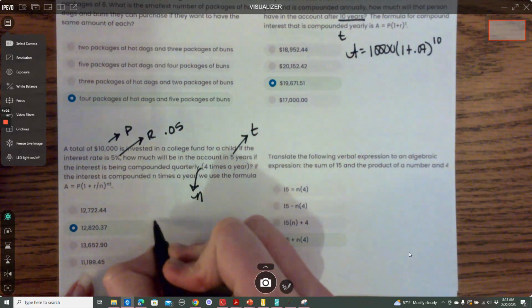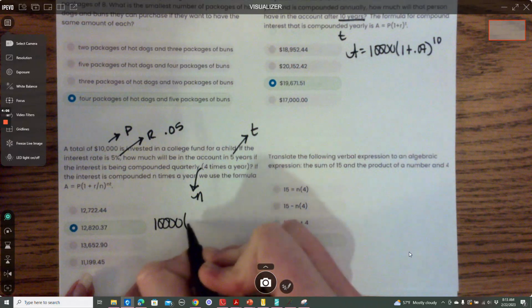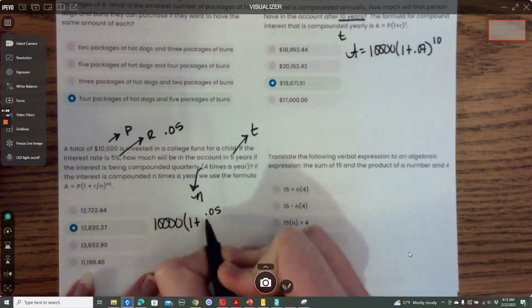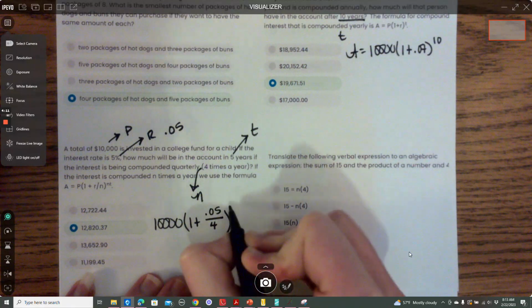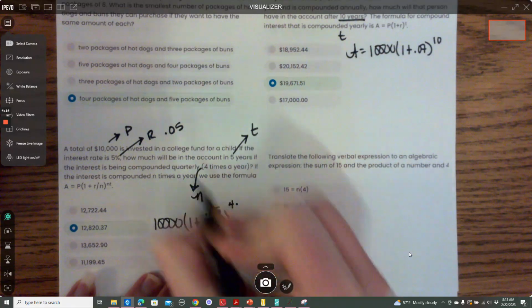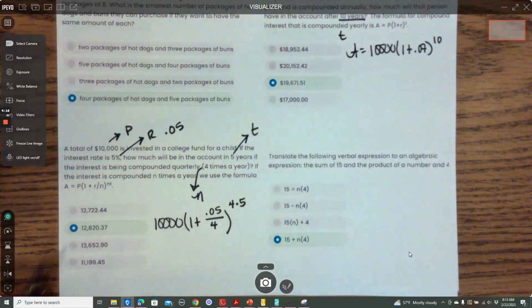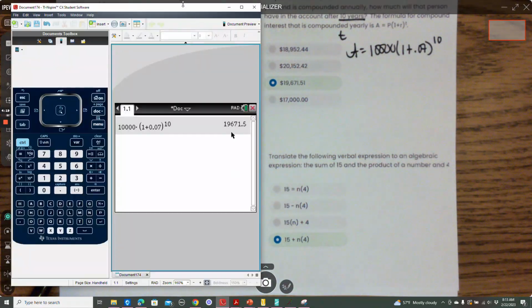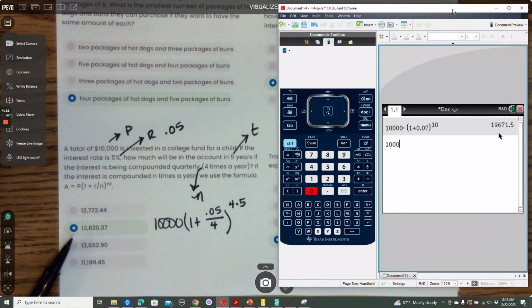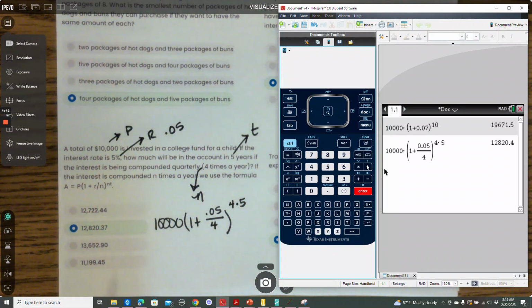So this one would be 10,000, 1 plus, so the rate over the number of times it's compounded, and then the exponent is the same thing, 4, and then times the time, which is 5. So again, just to show you what that needs to look like in the calculator. And then set you up a fraction. And then up here, so again, this is where those parentheses come in handy. I'd put the 4 in parentheses and the 5 in parentheses. That means multiply. And that's the 12,820.